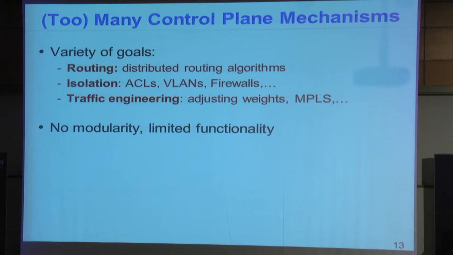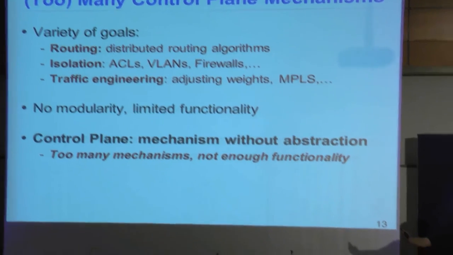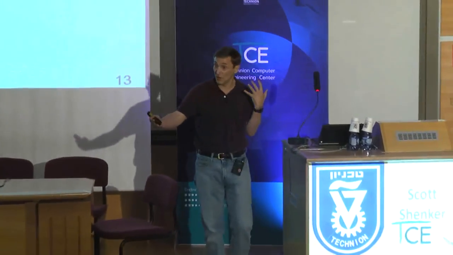But the problem is there is no modularity, and there's limited functionality. So if any student ever questions you about why you care about abstractions, you should point out that the network control plane is what happens when you have mechanism without abstractions. You end up with too many mechanisms and not enough functionality. Because for every new problem, you have to define a whole mechanism from scratch, and the fact that you have to do it from scratch means you don't do a very good job of it. And then the next problem comes along and you do another mediocre job.